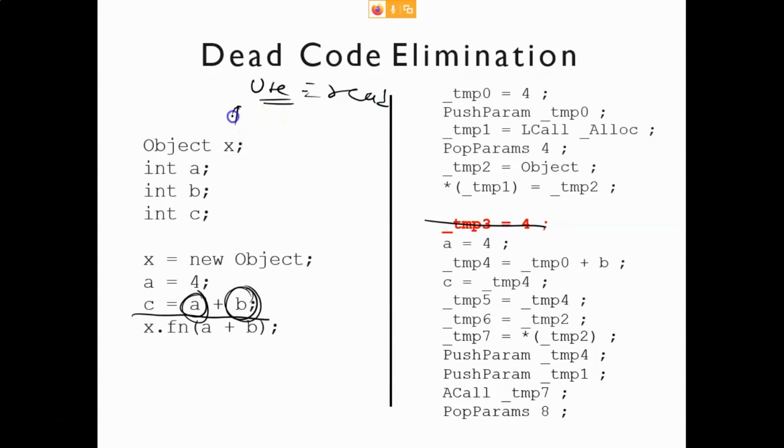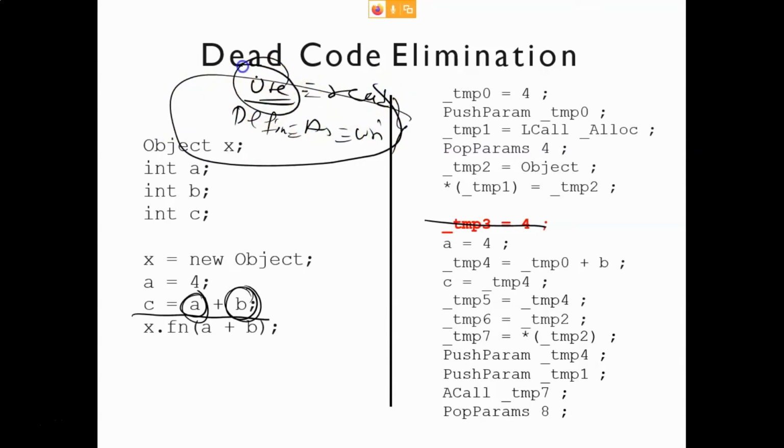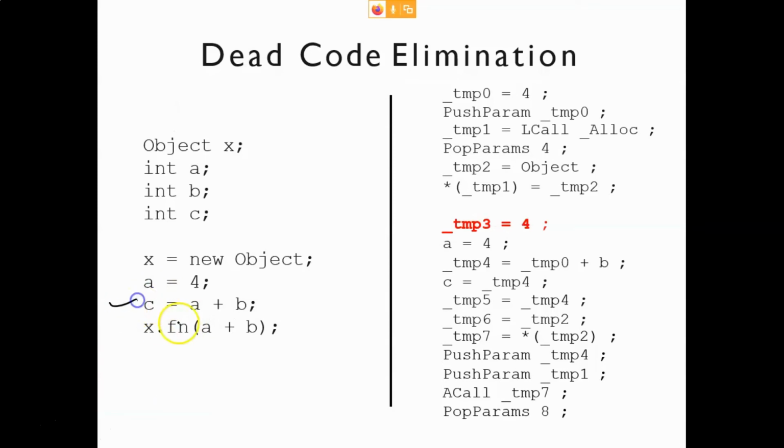And definition, I told you, define means assignment, or assignment means write. All these things are the same. So whenever I say you are using some variable, I basically mean that you are reading that variable. Like in this statement, you are using variable A, you are using variable B, but you are defining variable C, you are not using variable C.